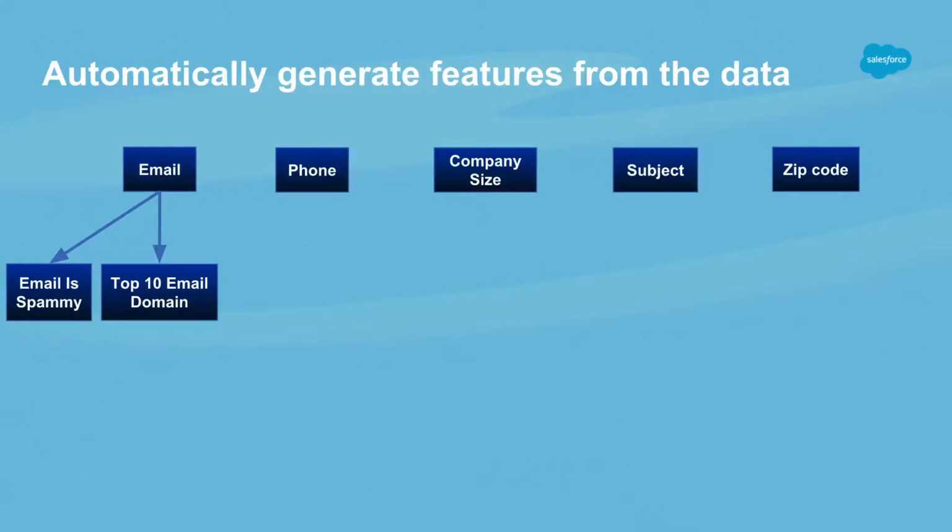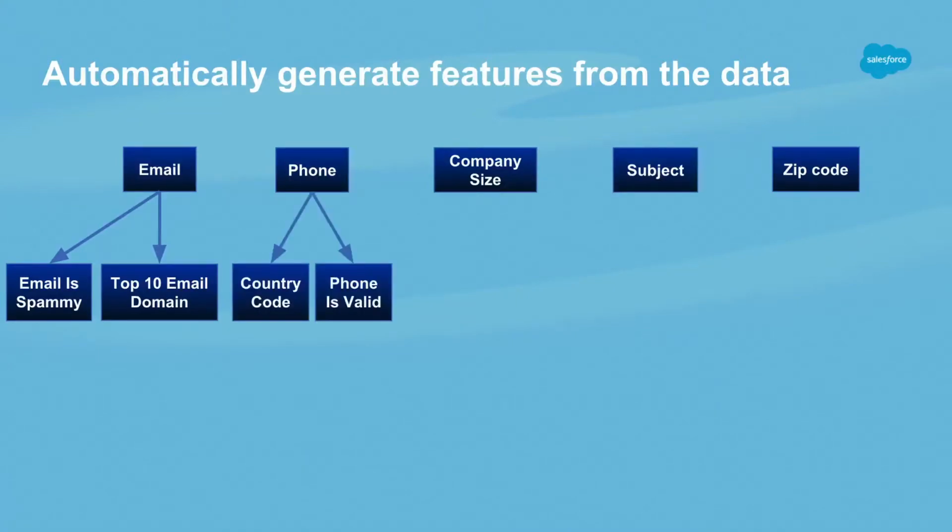For example, with emails, we can do things like spam detection, check whether or not this is a spammy-looking email address. We can pivot out the top 10 or top 20 or top however many we need email domains. For phone numbers, we can grab the country code to cross-reference with geolocation data. We can check whether or not this is actually a valid phone number based on that country code.